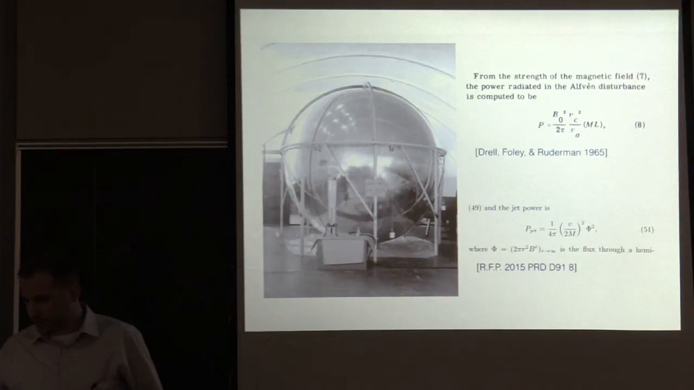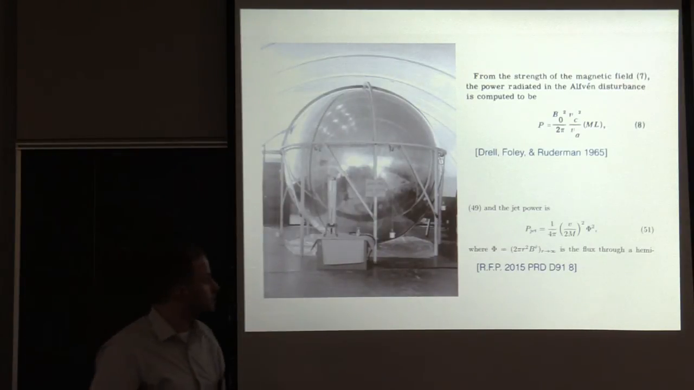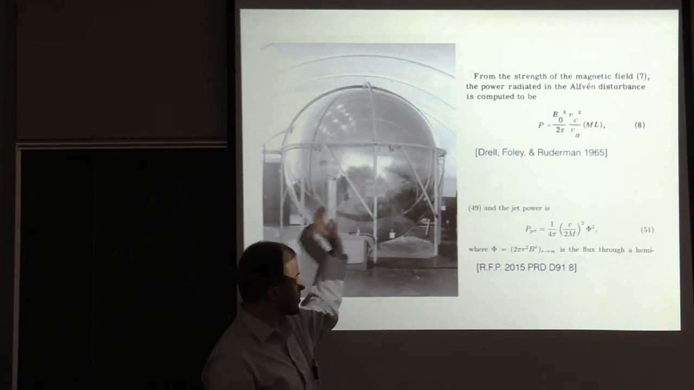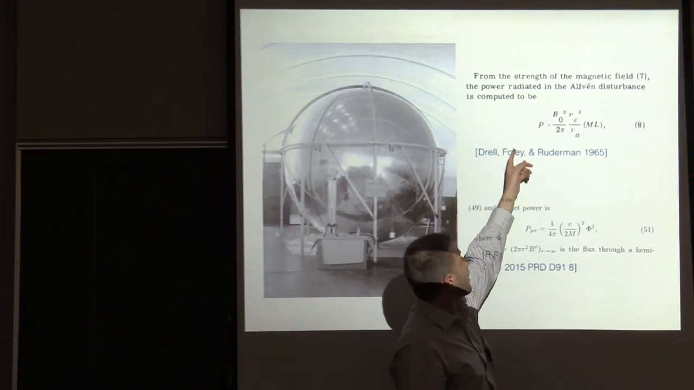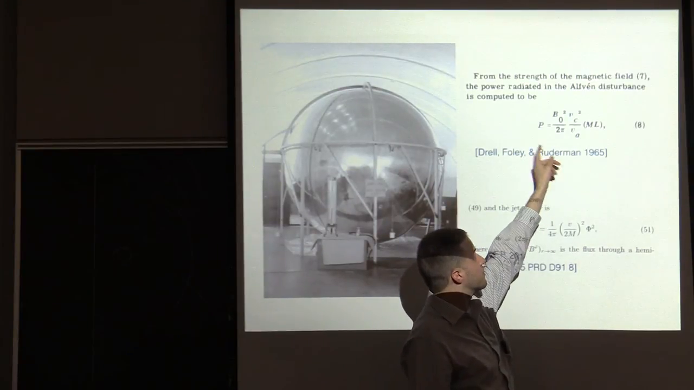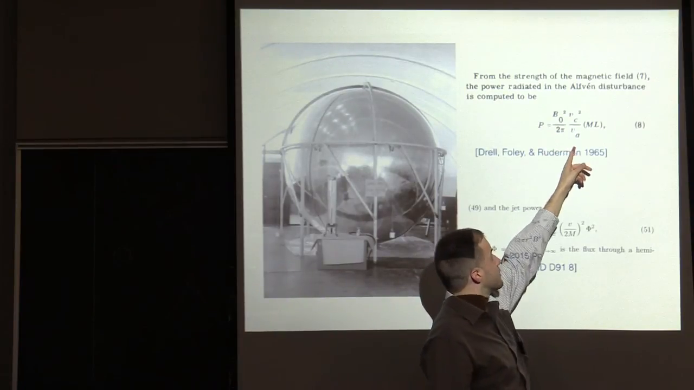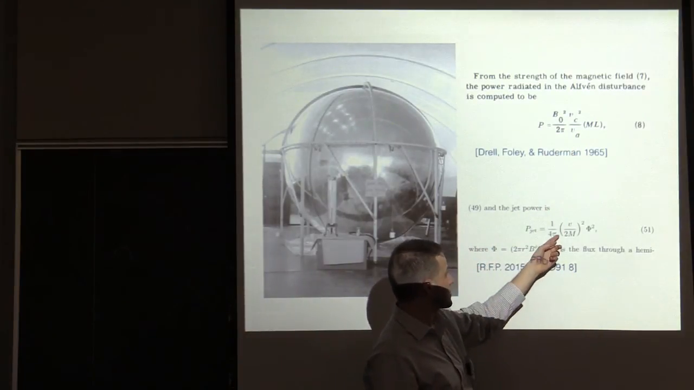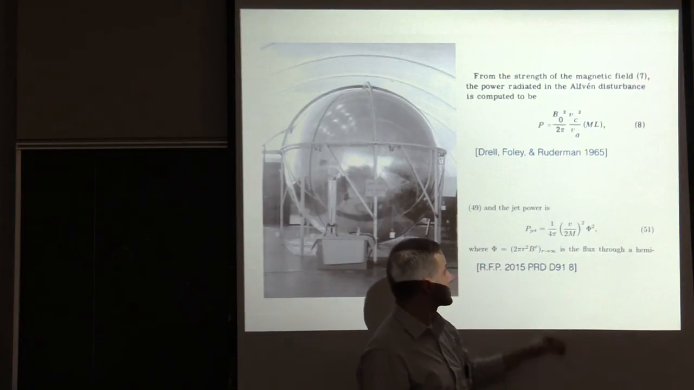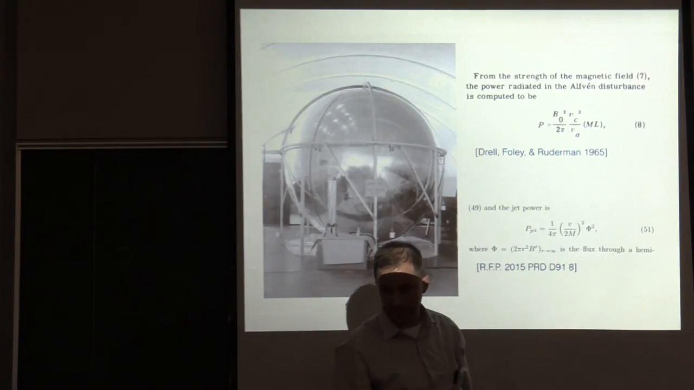So in the 60s, Drell, Foley, and Ruderman set out to calculate that effect. And they found that this metallic sphere moving through a magnetic field would radiate, and here's what the power would be. This is from their paper. And it has the same B squared, v squared scaling that I mentioned in the previous slide. You can check that things make sense, just the numerical factor is a little different.